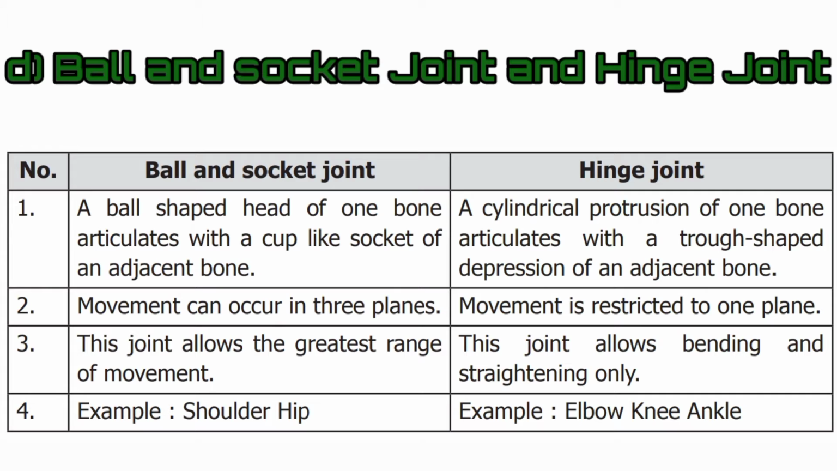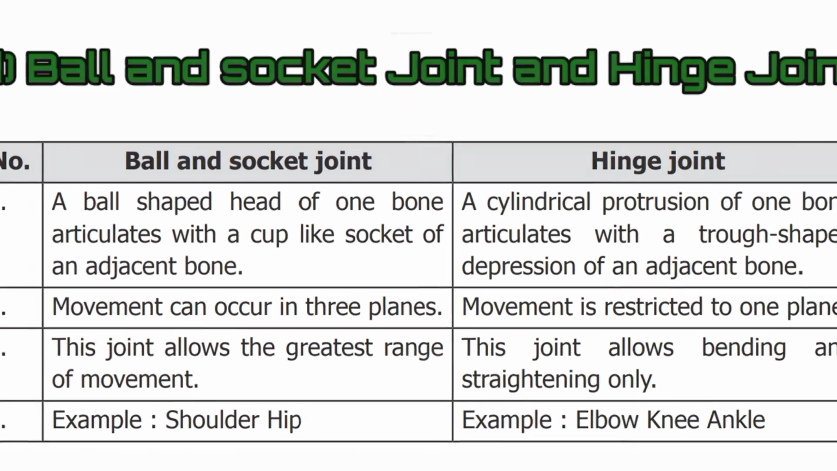Ball and socket joint. This joint allows the greatest range of movement. Hinge joint. This joint allows bending and straightening only. Ball and socket joint. Example, shoulder, hip. Hinge joint, elbow, knee, ankle.